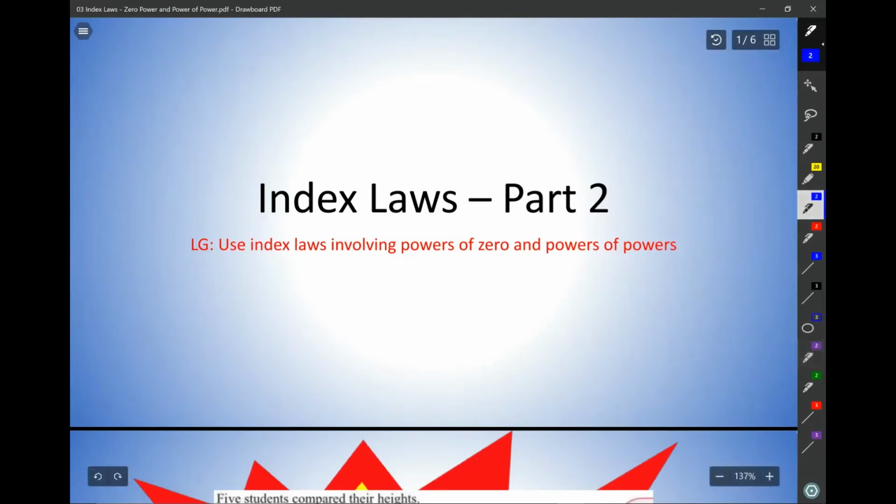Okay, here we have a second lesson on index laws. This time we're looking at what happens with powers of zeros and what happens when we have powers of powers.